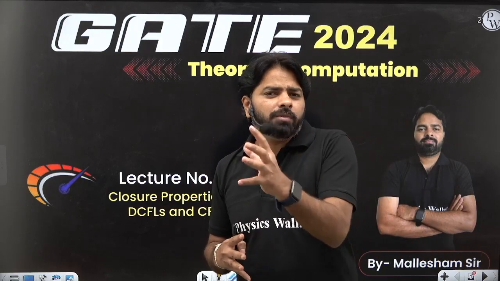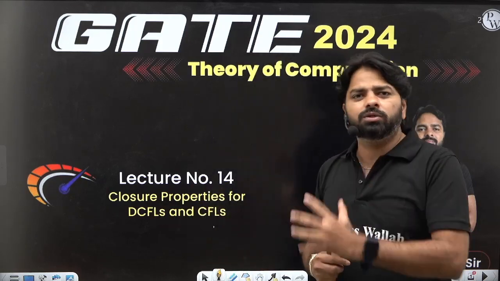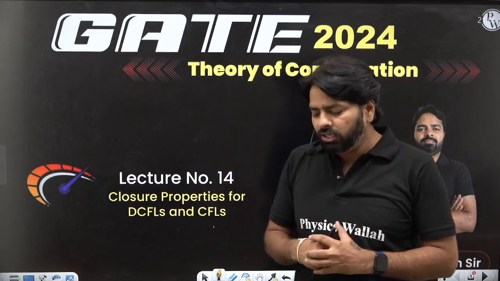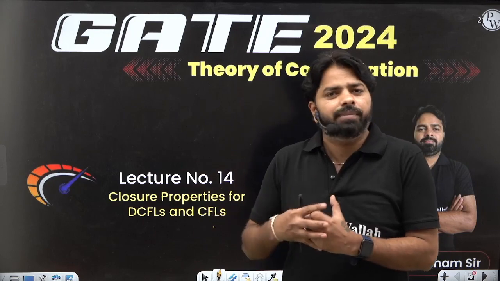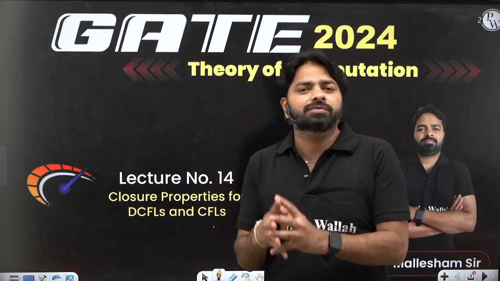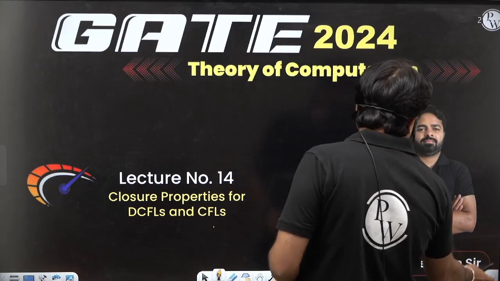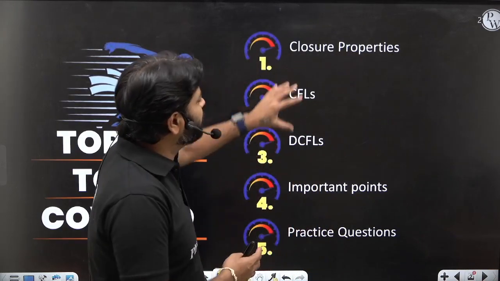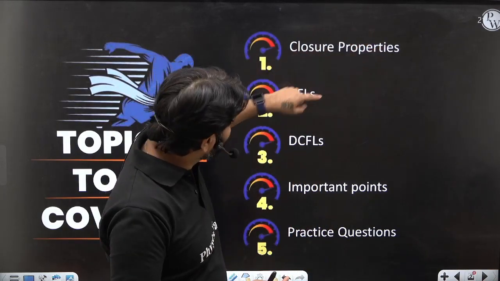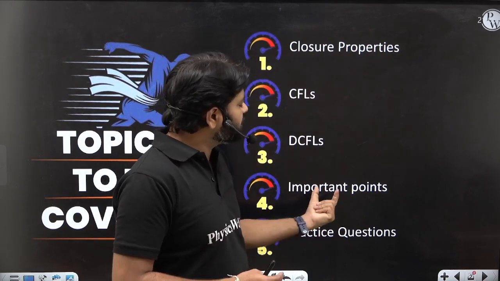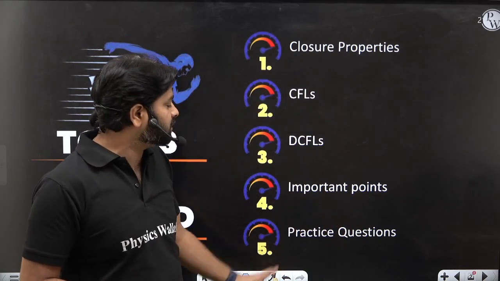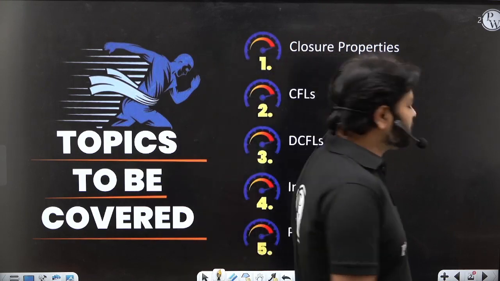Now when the domain is DCFLs, which closure properties are closed and which are not closed? Mostly we don't look at the proofs, but we look at which operations are closed and not closed. Let me discuss one by one the domains, some closure properties for CFLs and DCFLs, and some important points from them. Then I'll give you some practice questions to do.